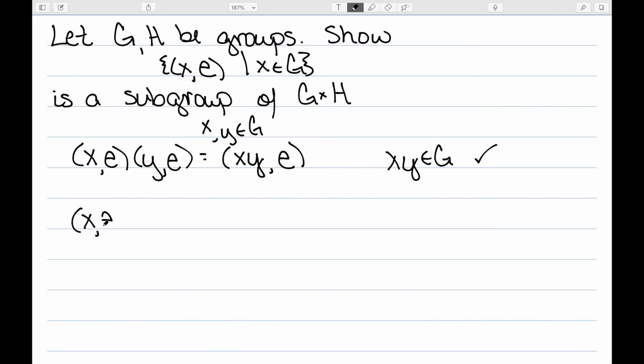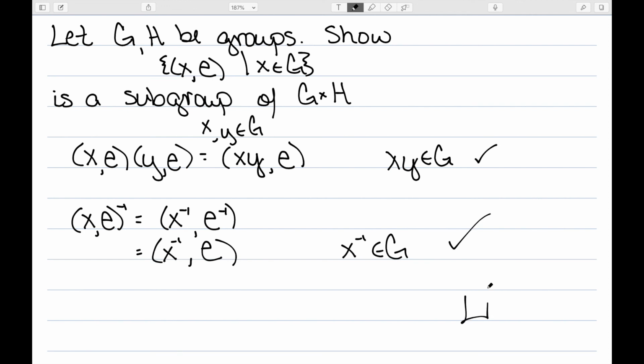Now let's consider the inverse. Well, this would be the inverse of x, the inverse of e. We know the inverse of e is just e. And since x is in G, x inverse is in G, since once again G is a group and it has to be closed under inverses. So yes, this is a subgroup.